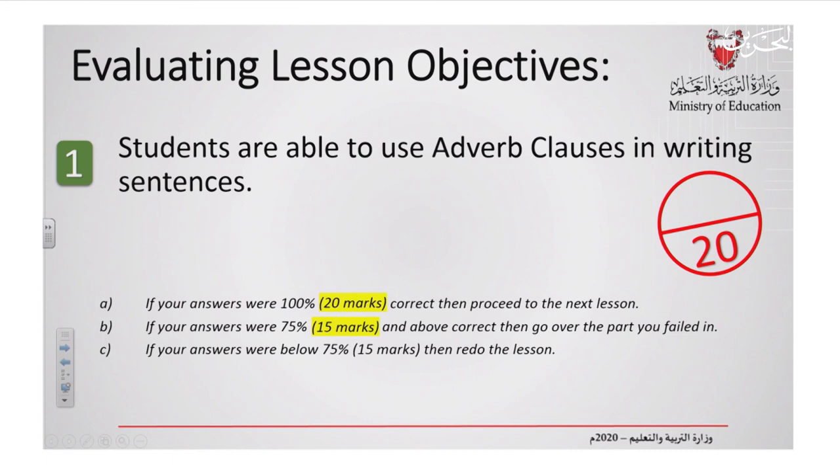If you have 75% or more, that means 15 marks or more, you can go over the part you failed in and redo it. If you have 70% correct answers or below than that, that means 15 marks or lower than that, then redo the whole lesson.